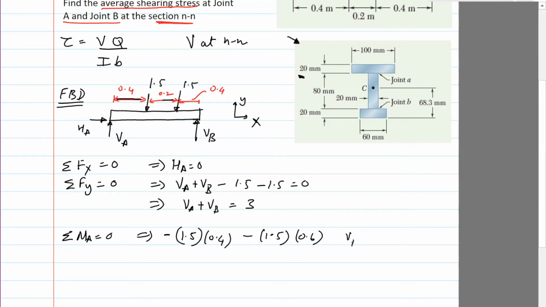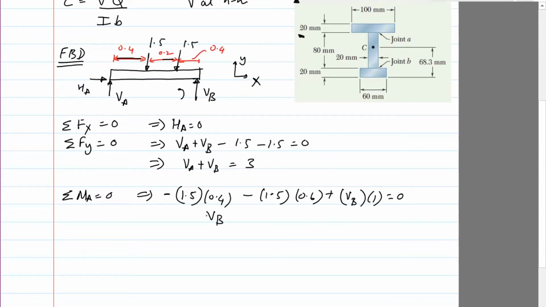And then we have VB, which is acting at a distance of 0.4 plus 0.2 plus 0.4, which is, I think, 1 meter. And then that produces a counterclockwise moment, so it's positive. All that equals 0. And so solving for VB, it's just 1.5. Okay, which means VA is also 1.5.